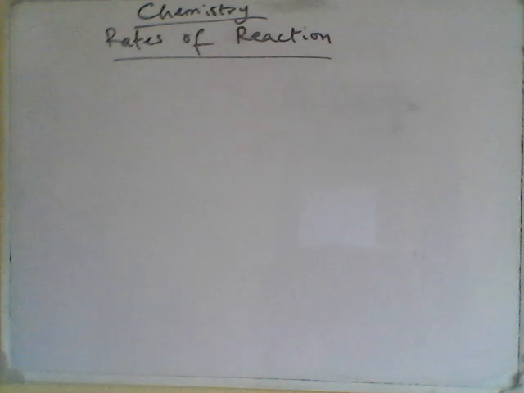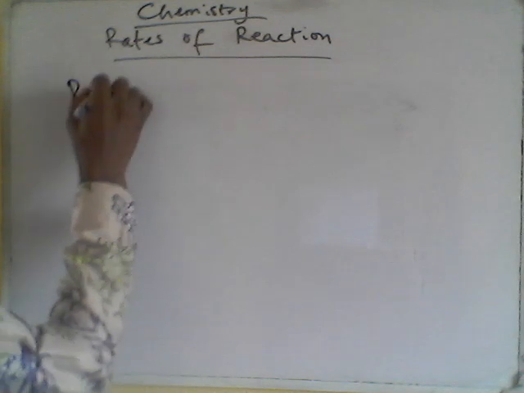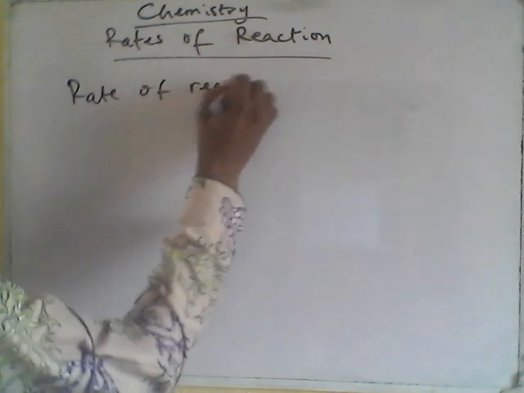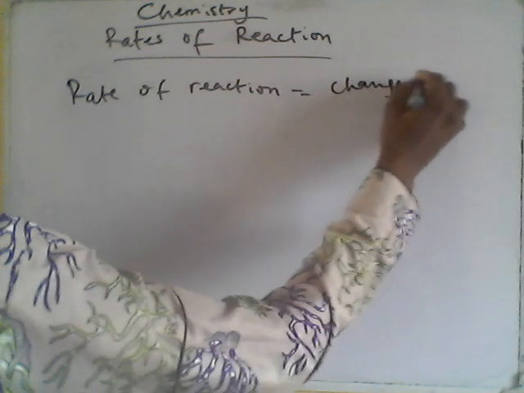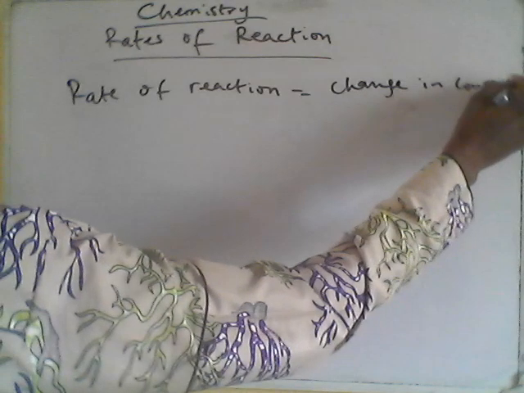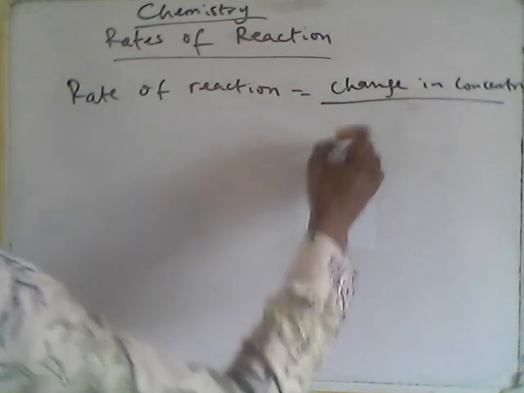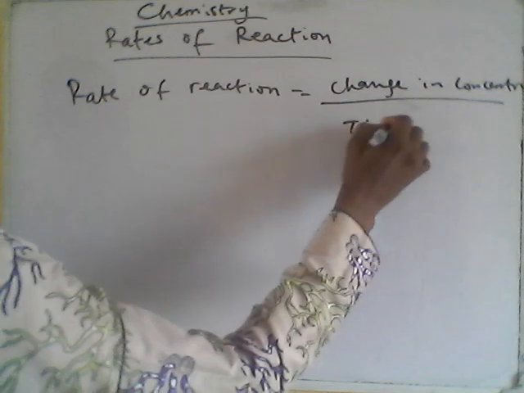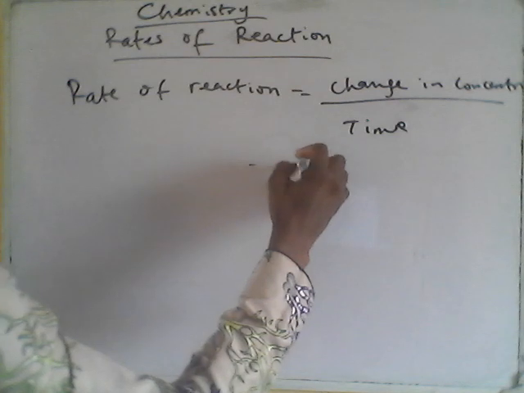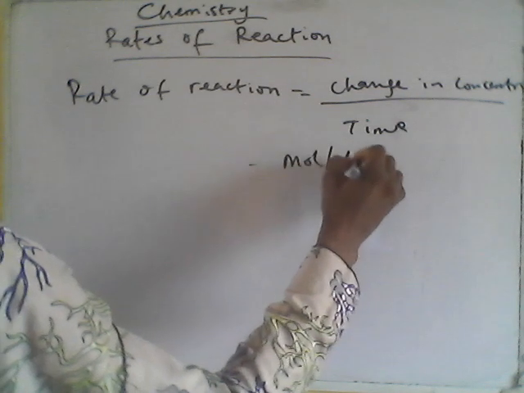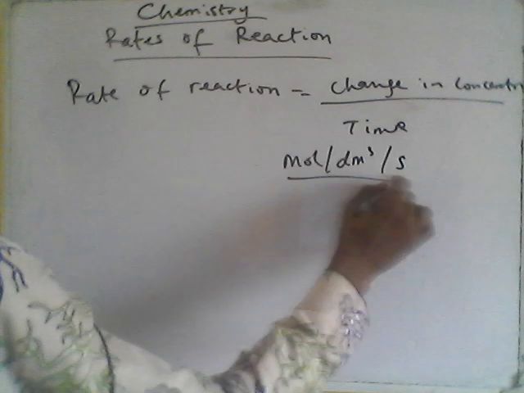Okay, so rate of chemical reaction. The rate of chemical reaction refers to how fast or slow a reaction proceeds. It is the amount of reactant used up or product formed. So by definition, I can say rate of reaction is equal to change in concentration over time. Concentration is the amount of mole per solution. This is usually expressed as mole per dm cube per second. Okay, so this is how it's expressed.